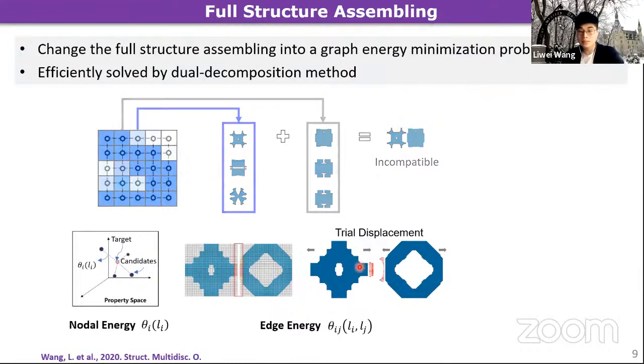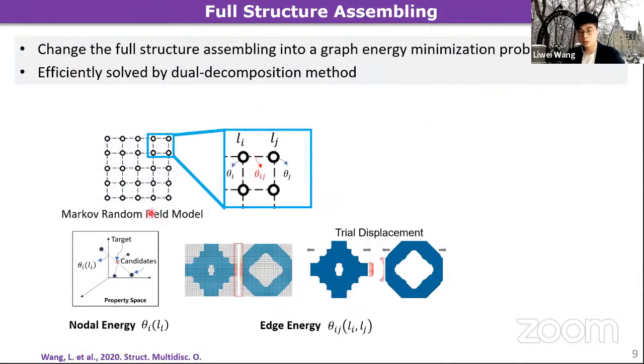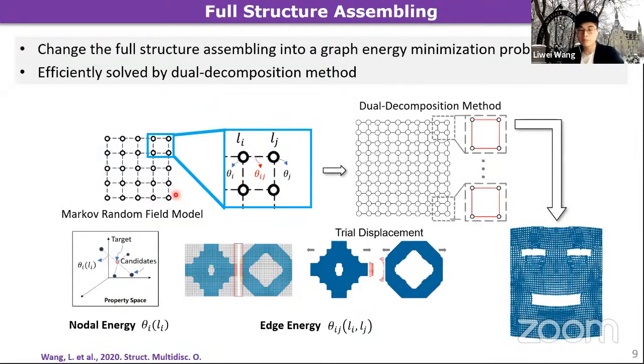With this, we can consider each element as a node on the Markov random field so that the original assembling problem now becomes a classical graph energy minimization problem. This can be solved efficiently by dual decomposition with parallel computing.